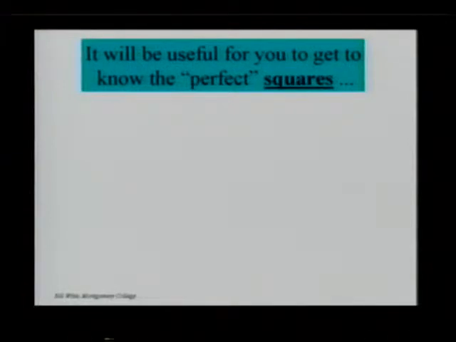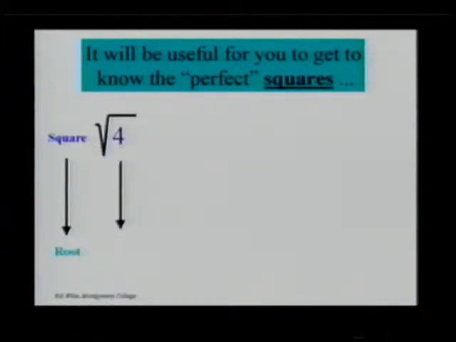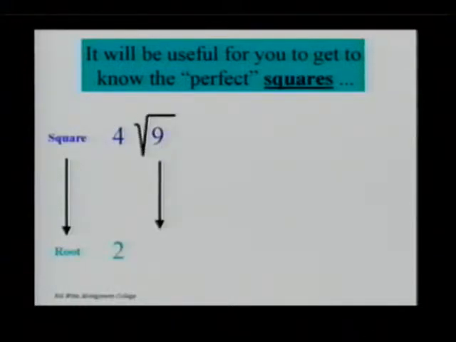Now, it's going to be useful for us to get to know, don't say memorize, yes, memorize, some of the perfect squares and square roots. We're going to be using this all throughout the class today. If I square root 4, we get 2, because 2 squared is 4. What's the square root of 9? 3. Get to know these.